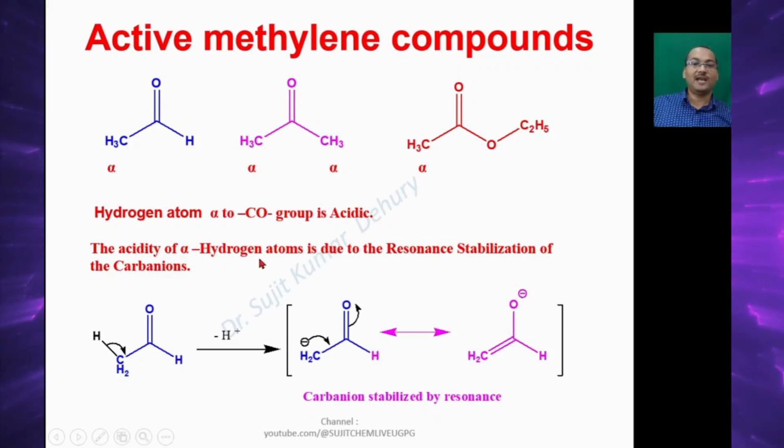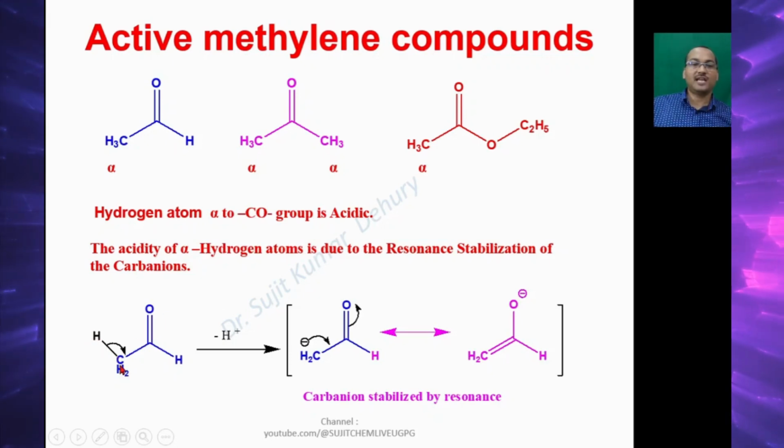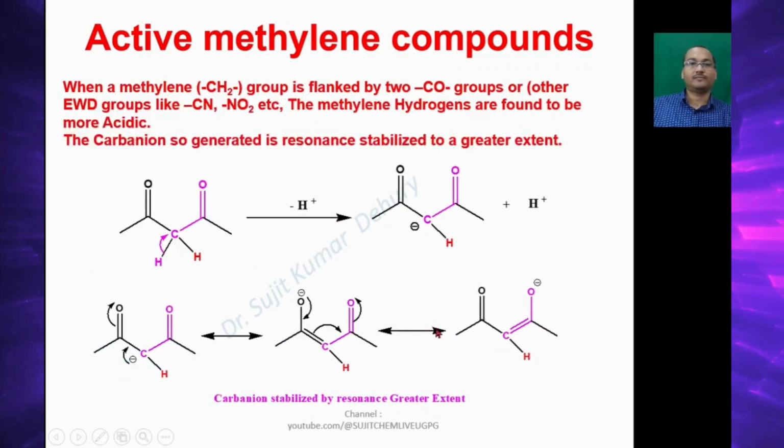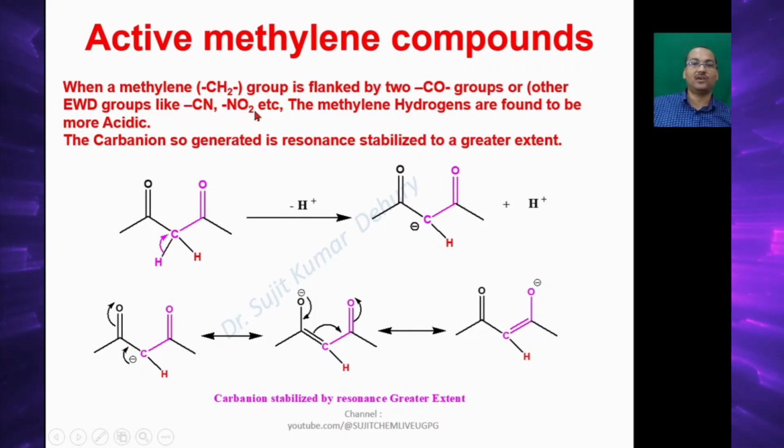The acidity of alpha hydrogen atoms is due to resonance stabilization of carbanions. Here the hydrogen can be lost, giving rise to a carbanion, which is resonance stabilized. Similarly, when a methylene CH2 group is flanked by two CO groups or other electron withdrawing groups like cyanide or nitro group, then the methylene hydrogens are found to be more acidic. The carbanion so generated is resonance stabilized to a greater extent.